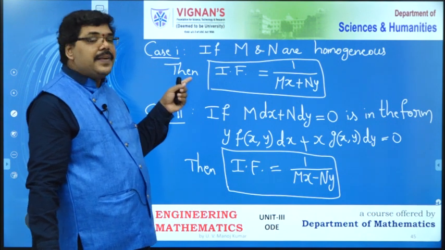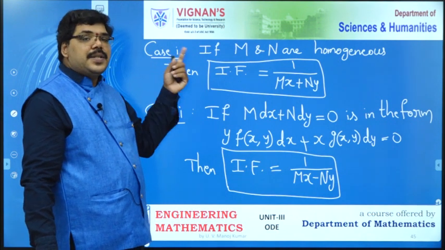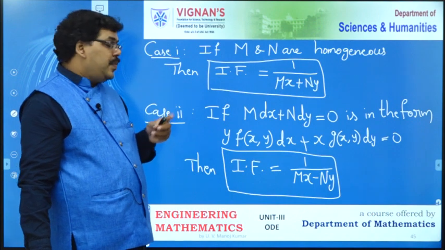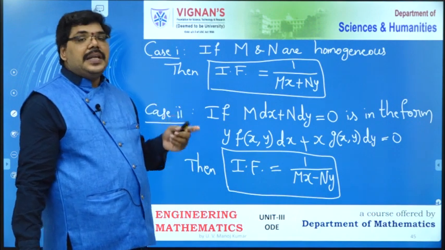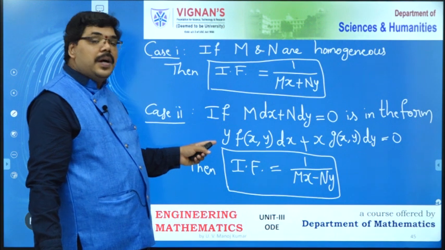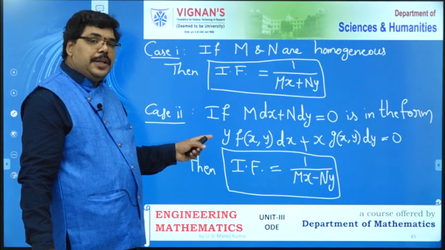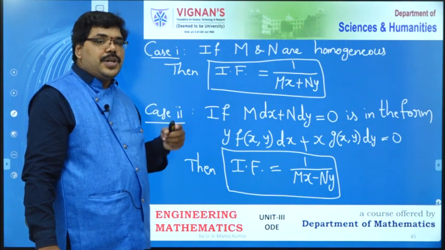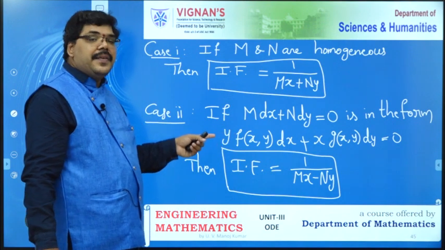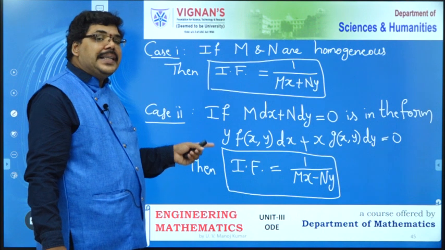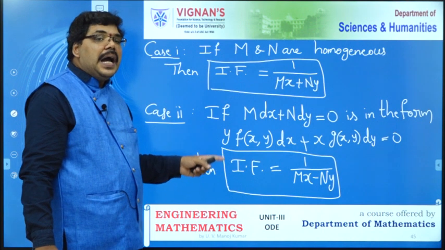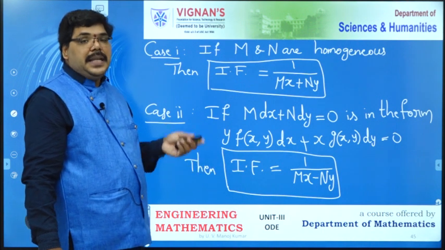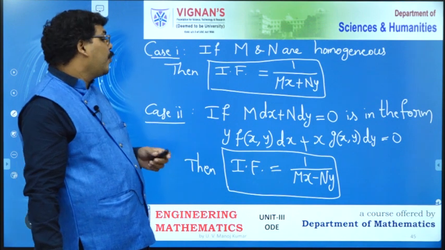So find the integrating factor 1 by (mx plus ny) and solve the differential equation. If the given differential equation can be expressed in this form, y into f of xy into dx plus x into g of xy into dy equals to 0, then the integrating factor is 1 by (mx minus ny). Let us see another 2 cases.